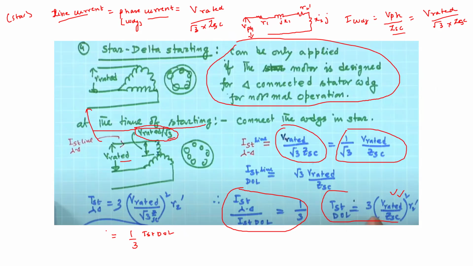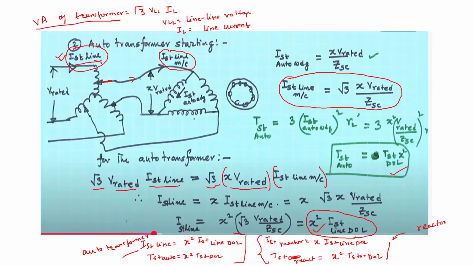So there is some reduction in the starting torque in this method also, but it is somewhat less compared to the earlier one. Suppose you take x equal to... basically it is similar to the auto transformer method with x equal to 1 by root 3. Okay, you can check that. So this is what happens.